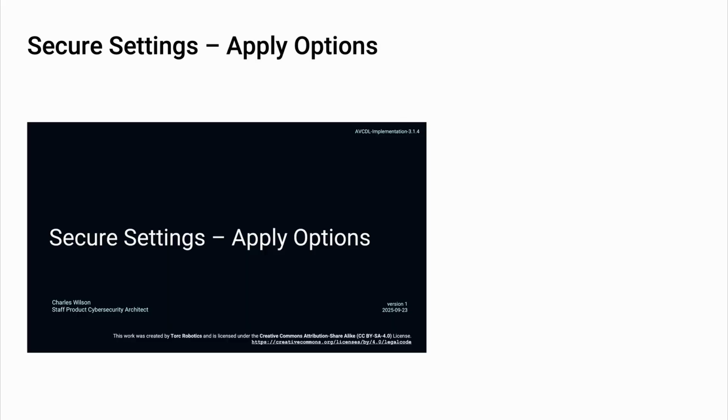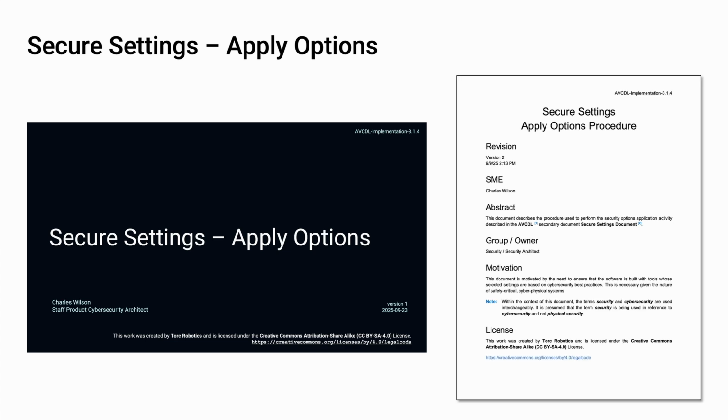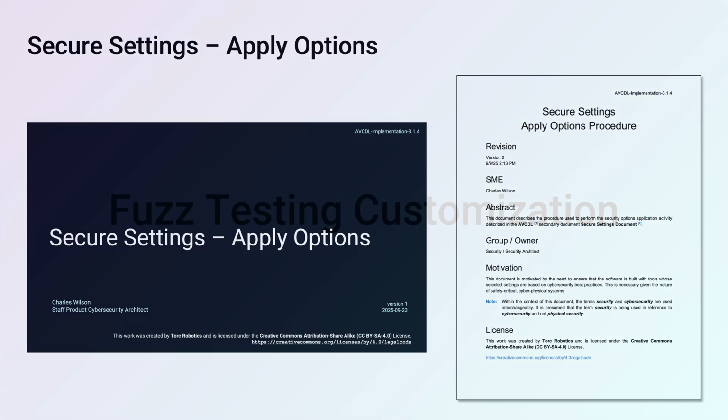Finally, the secure settings apply options training goes along with the secure settings apply options procedure. The focus here is on the DevOps SME, tasked with taking options selected for application to a particular element and making the adjustments to the build system to integrate these options.